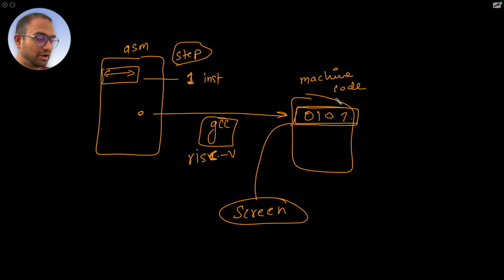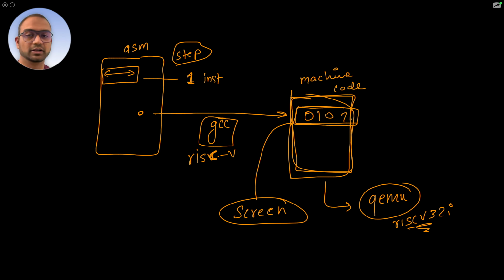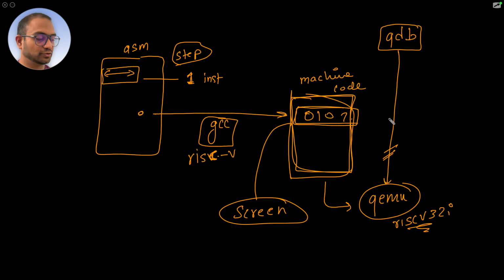Once we have this binary, so to speak, we are going to load it into QEMU and instruct it to run in the RISC-V 32i CPU mode. And then what we are going to do is take GDB, the debugger, and connect to it.